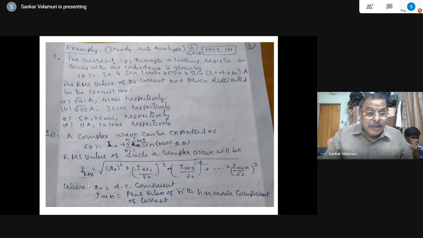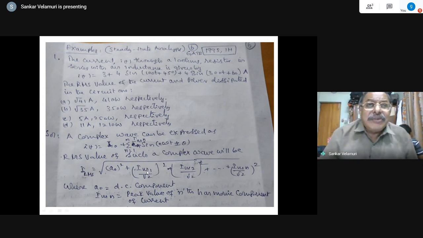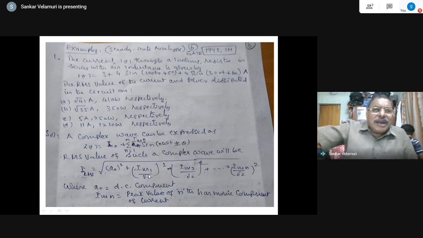That is, there is no cross fundamental frequency component that can be obtained for this particular one. That means the fundamental frequency component will not offer any impedance to the second harmonic component or vice versa. The second harmonic component of the current will not have any impedance offered to the fundamental component of the current.